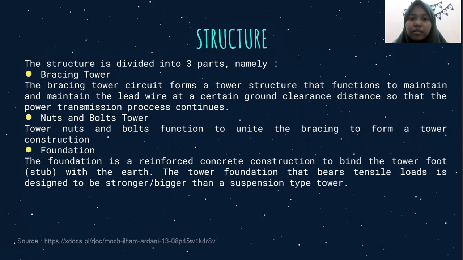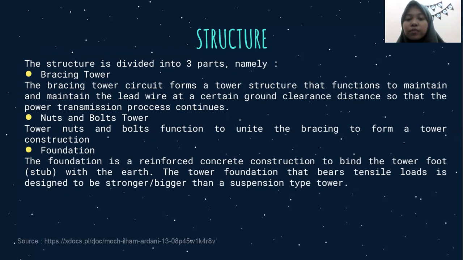And then the next classification is structure. I think the main component of the structural function in the SUTT or SUTET transmission system is the pole or tower. So the main component of structural function in the transmission line, SUTT or SUTET, is the tower. And then the structure is divided into three parts, namely bracing tower, nuts and bolts tower, and foundation.